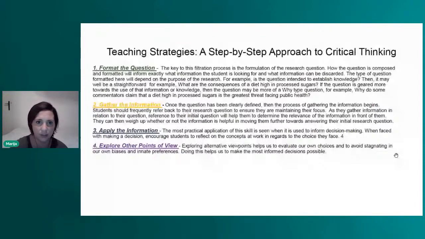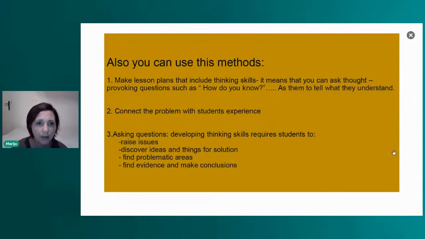We can use these methods. Okay, another slide, please. We can use these methods to make lesson plans that include thinking skills. This means that you can ask thought-provoking questions: how do you know this? How do you know that? So you ask them to tell what they understand. Also, you can try connecting the problem with students' experience.